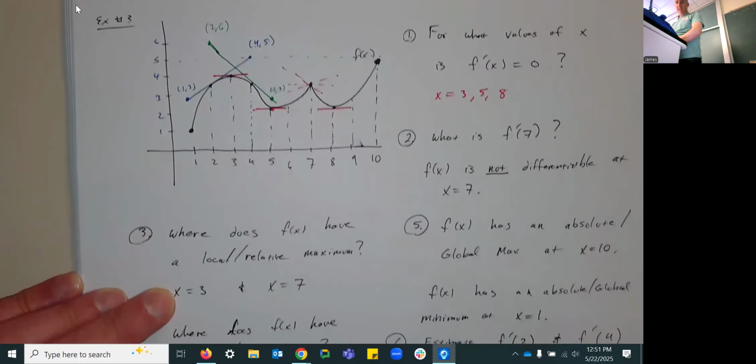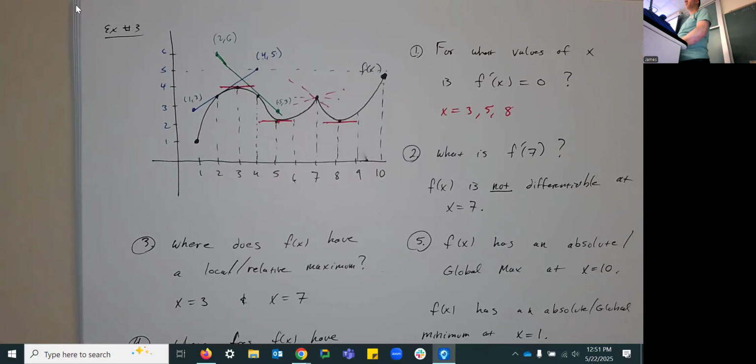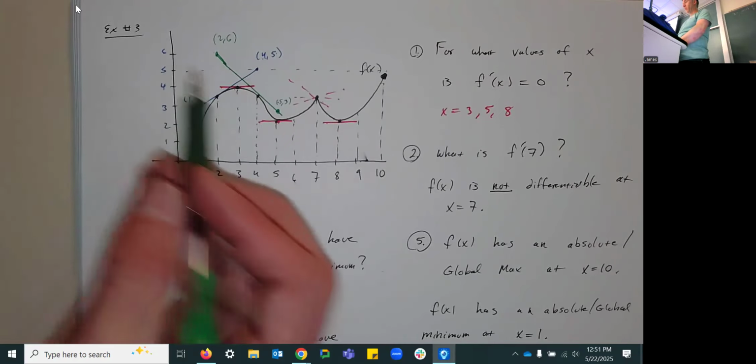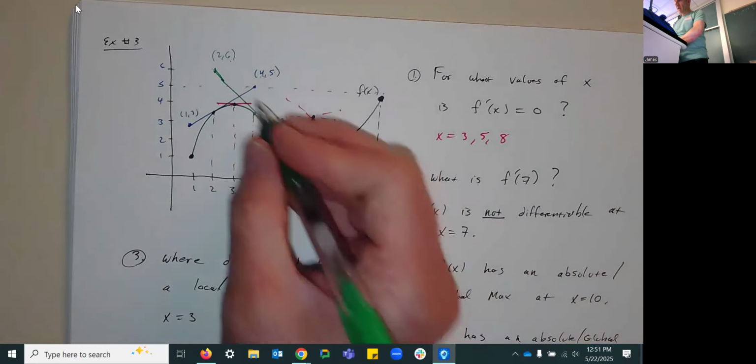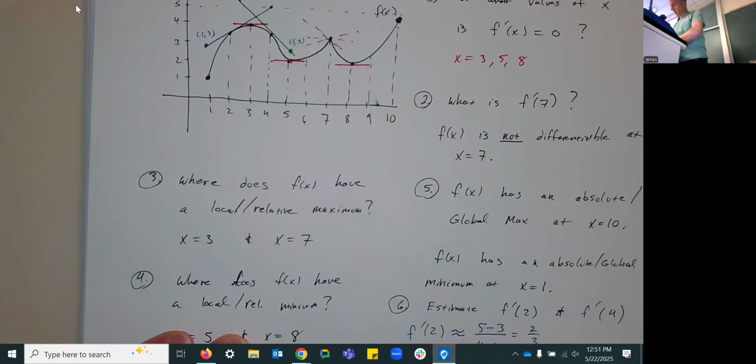Now before I write my answer here, should f prime of 4 be positive or negative? Just looking at the slope of the tangent line here. Positive or negative? Negative for sure. And let's make sure we calculate it correctly here. So it's going to be 3 minus 6 as the difference in y's over 5 minus 2, the difference in x's. That's going to be negative 3 over positive 3, which is negative 1.